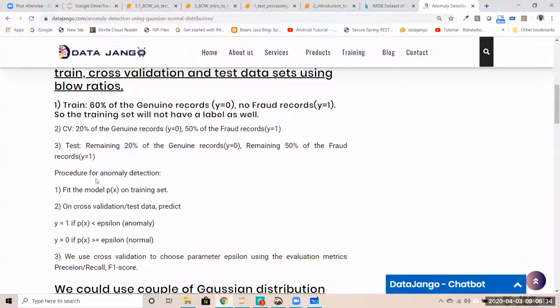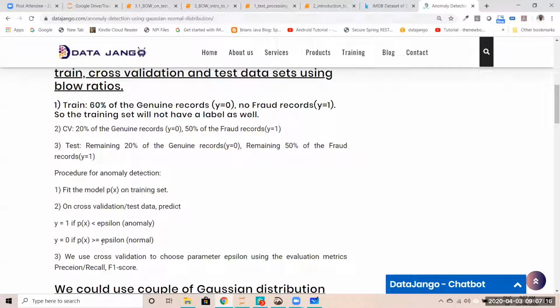Okay, then the procedure for anomaly detection. Find a model, find the model P of X on train set. The probability of each record on train set we need to find. That's the model. On cross validation and test, predict with an epsilon. We will find the epsilon on the train set, use that epsilon and try to test it on test set and validation set. If it is not working well, then maybe that's like an additional thing.